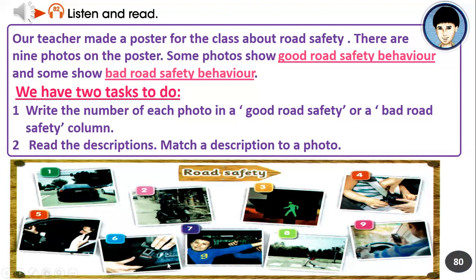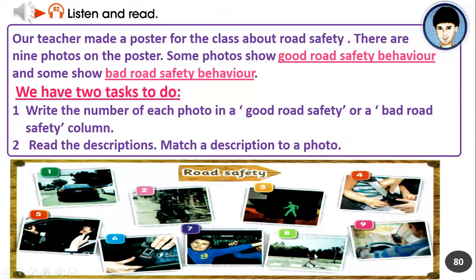In number 6, there is a man in the car. He's putting on the seat belt. And this is good road safety behavior. While in number 7, we have two boys. They are fighting together in the back of the car. This refers to bad road safety behavior.